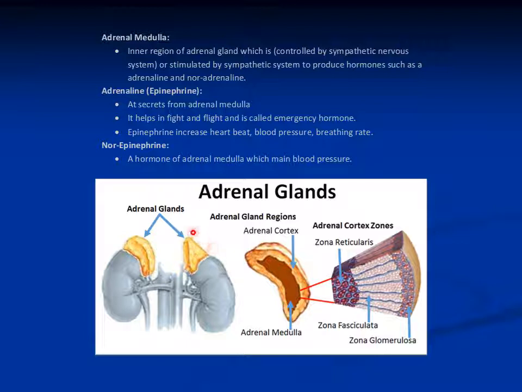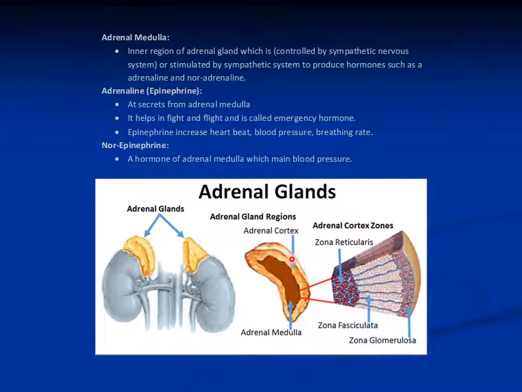Now let's move to understand the structure of adrenal glands and their hormones also through this figure. This is the kidney. On top of the kidney are the adrenal glands. There are two, present here. They are known as suprarenal glands. Now let's move to understand the parts of the adrenal glands.